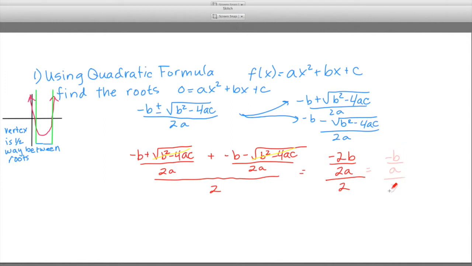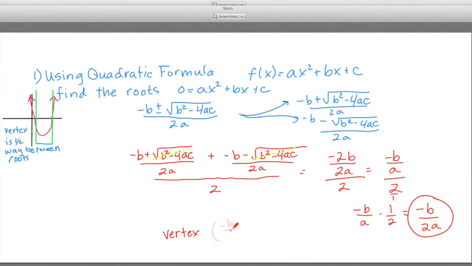Now if you need to, you can rewrite this in a nice form so that you can really figure out what you're doing there. You can rewrite it as negative b over a times, now this is the same as 2 over 1. So when I'm dividing, that negative b over a divided by 2 is the same as negative b over a times 1/2, which gives me negative b over 2a. And that gives me the x-coordinate that's in the middle between those general roots.